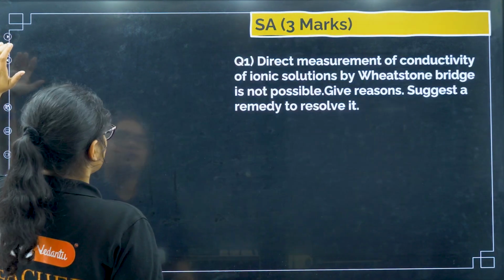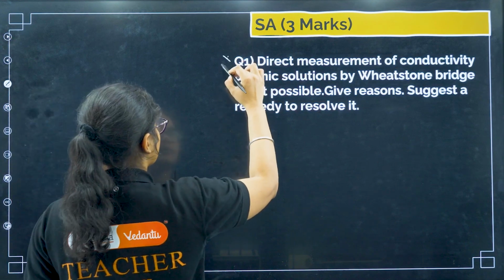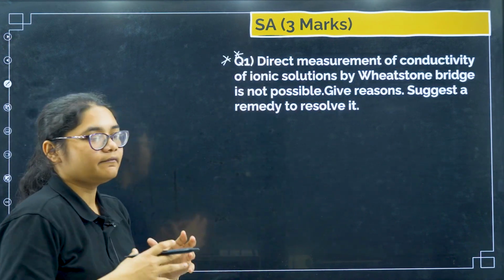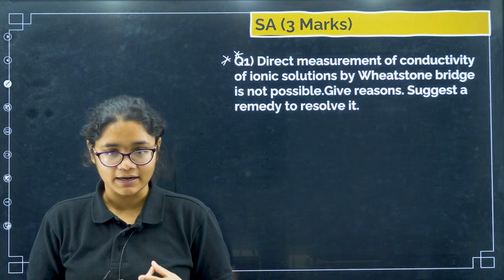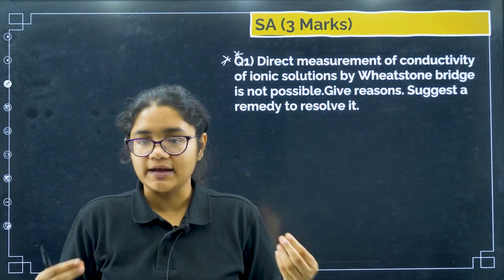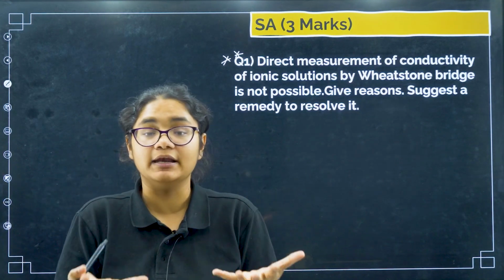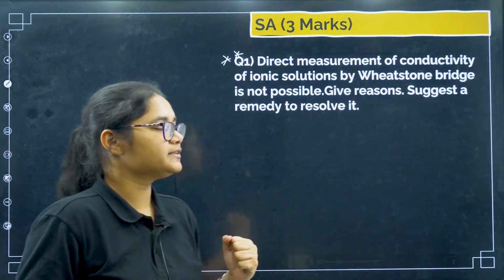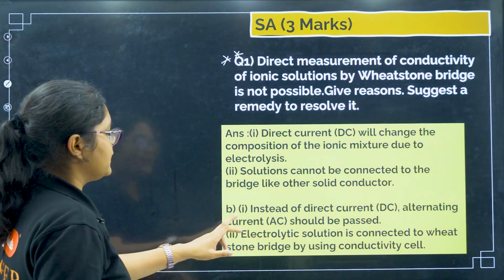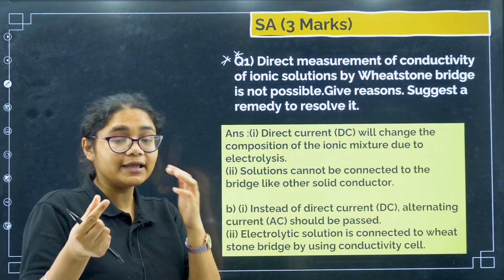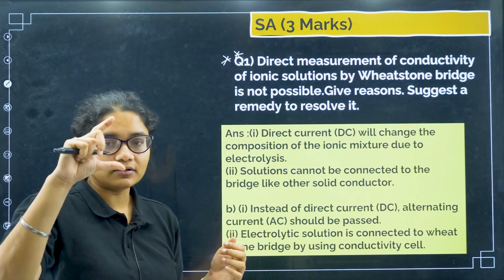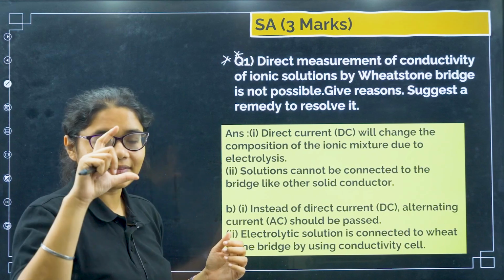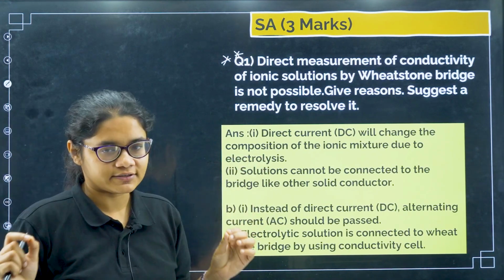Okay, next moving to electrochemistry. So this is an important question. Direct measurement by Wheatstone bridge is not possible. The two reasons why it is not possible are that it uses direct current, and you cannot connect wires to an electrolyte, to a liquid solution, right? So to solve this problem, we can use alternating current, and the electrolyte whose conductance you want to measure, you can take in the conductivity cell, and that conductivity cell is connected to the Wheatstone bridge.